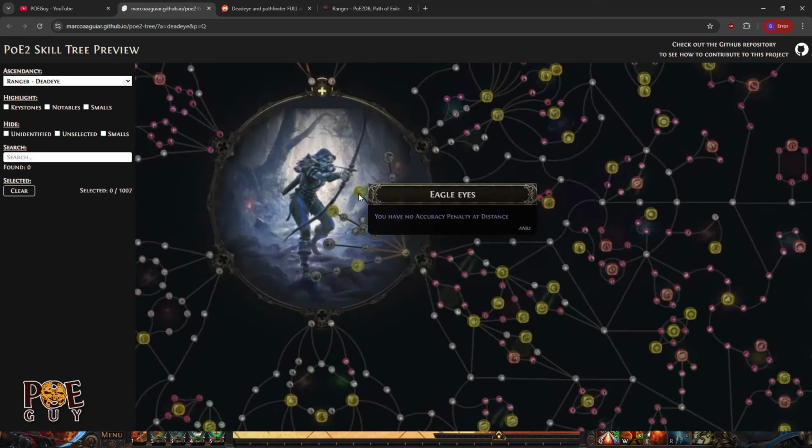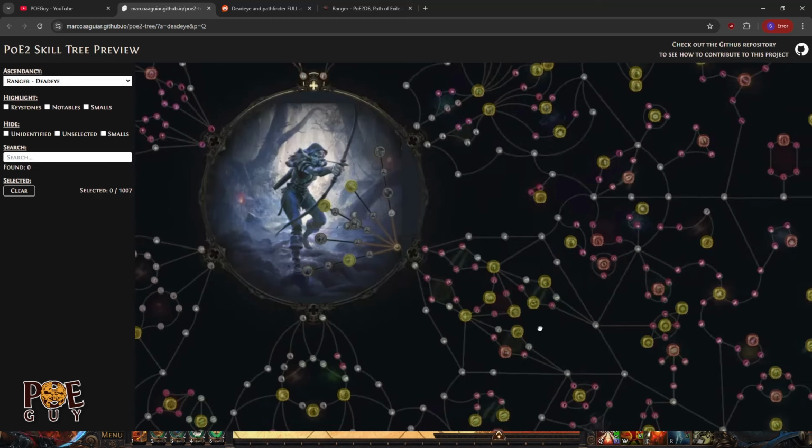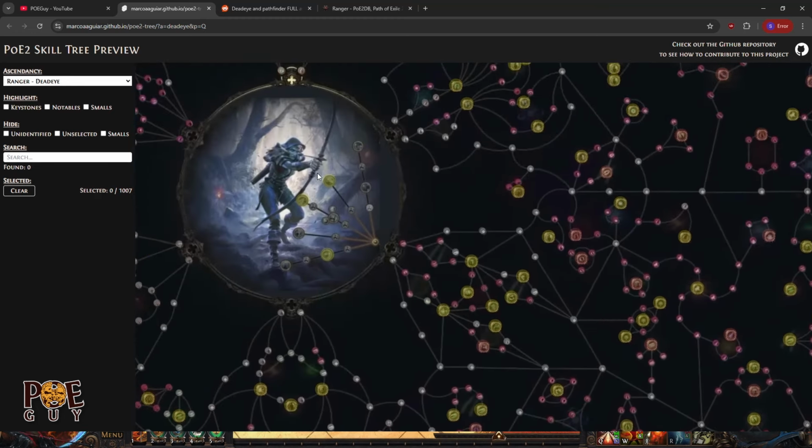No accuracy penalty at distance. Jonathan Rogers was actually asked and put it like this: you don't need to worry about accuracy. Anyway, ranged classes in general don't have to worry about accuracy because they use dexterity items and they usually have some nodes that help with accuracy. Yeah, accuracy is a big problem for melee, but not for range. So I'm not sure if I'm gonna take this.